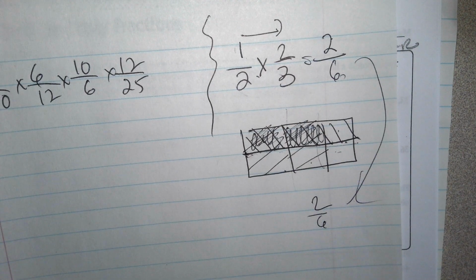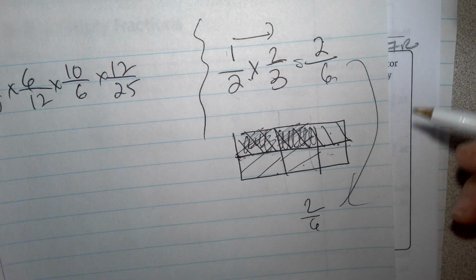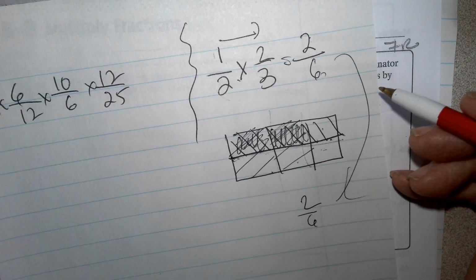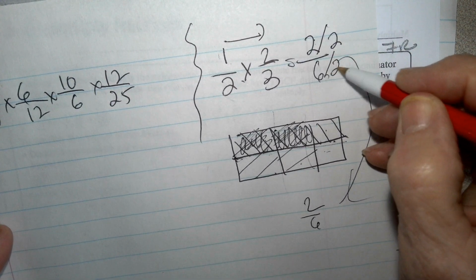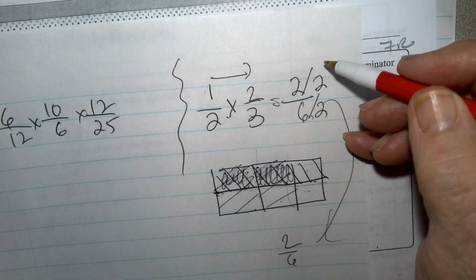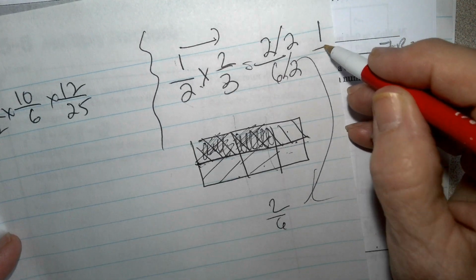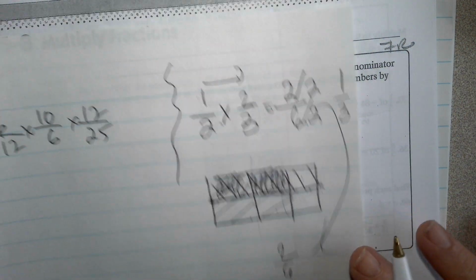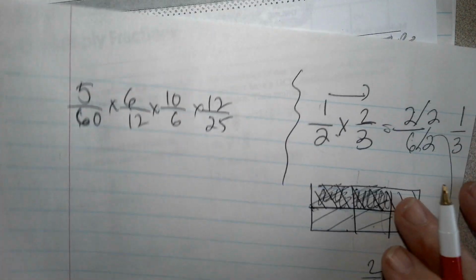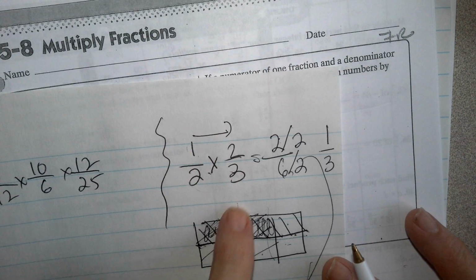But you're right. Can I reduce 2 over 6? What goes into both of them? 2. I'm going to divide it by 2. I'm going to divide it by 2. What's 2 divided by 2? 1. What's 6 divided by 2? 3. Now, before I do this other one, I want you to look at this here.